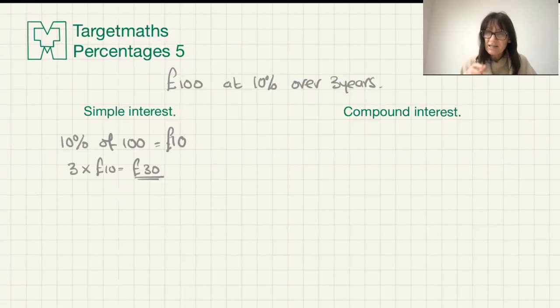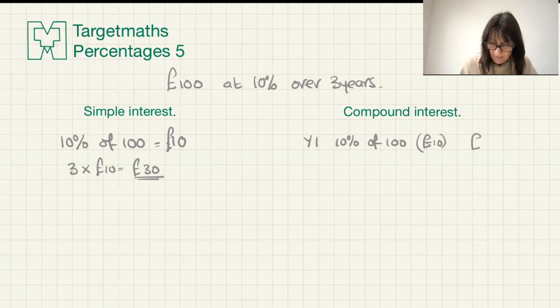Compound interest works slightly differently. The same thing's happening in year one. In year one, I'm going to get 10% of my £100, which is £10, and my balance is now £110. In year two, the bank is going to pay me 10% of the 110. It's going to pay me 10% on the entire balance, and of course, that's going to give me a little bit more. That's going to give me £11, which would then give me a balance of £121.